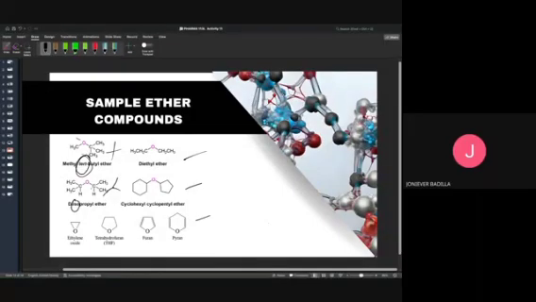Next, you have what we call cyclic ethers. As long as you see these configurations, they have their parent names. So you have ethylene oxide, THF or tetrahydrofuran, the furan ring, the pyran ring. If you encounter those words, furan, pyran, they pertain to this specific structure.